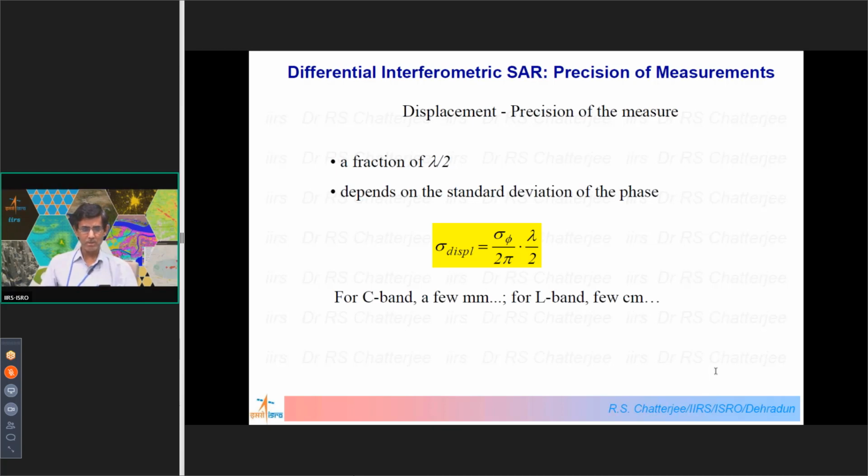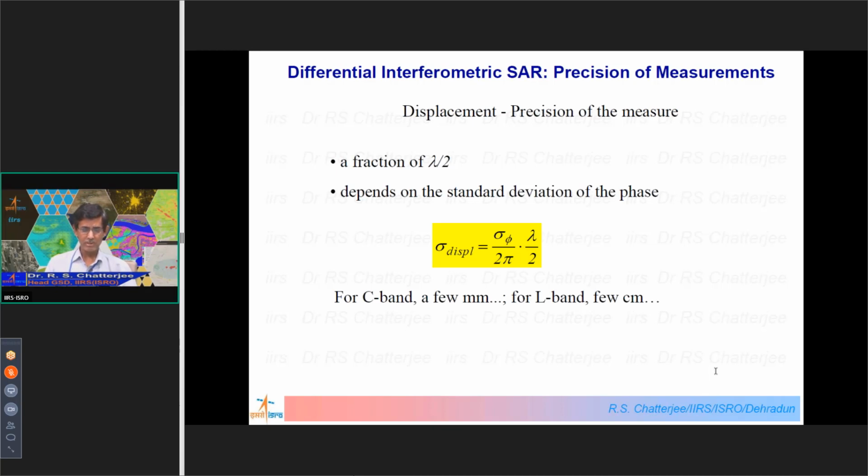But in case of differential interferometric SAR, you will get a fraction of lambda by 2 as the precision of measure. And what is the lambda value? Lambda depends on the different kinds of radar data. It can be 3 centimeter in case of X band, 5.6 centimeter in case of C band, 10 centimeter in case of S band, 23 centimeter in case of L band, and 60 centimeter in case of P band. So depending on the radar band, lambda has different values.